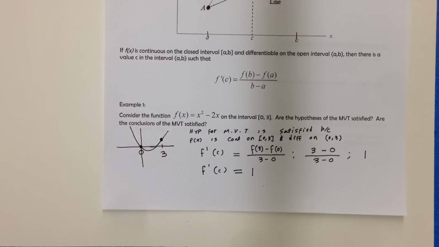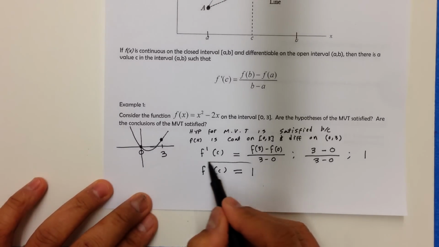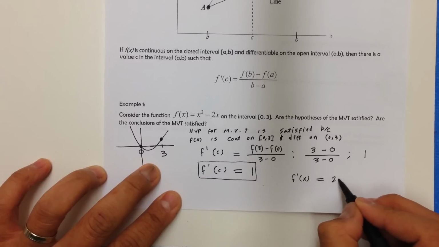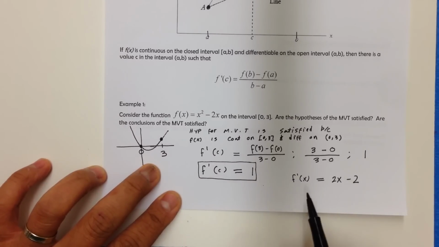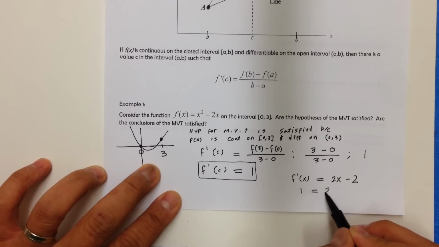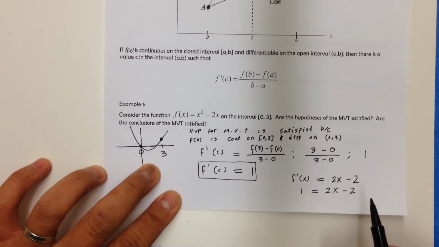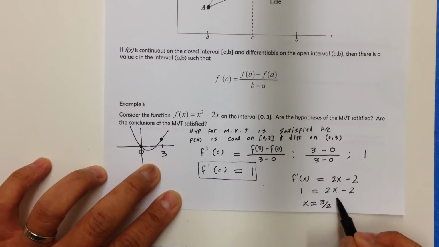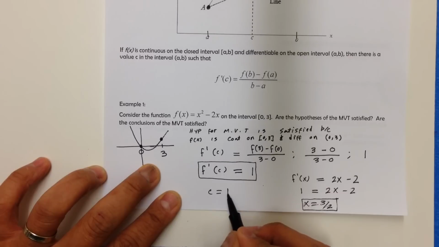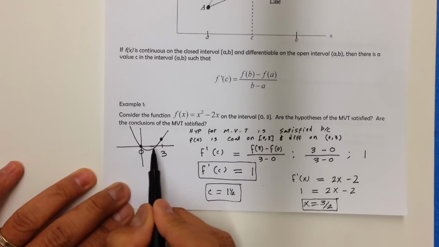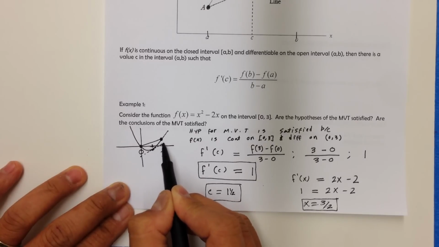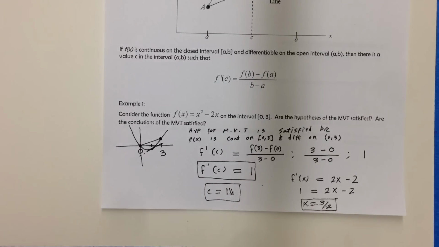Now, if we want to, we can find out what that number is. I will take the derivative of this, so f prime equals 2x minus 2. And I want the derivative to equal 1. So take 1 and plug it into the derivative function, and by solving for x, I will be able to figure out the x value that spits out a derivative of 1. If you solve for x, you're going to see that x equals 3 over 2, which is 1.5. Or c equals 1.5. So the point 1.5 is the point that has the same slope as the slope of the secant line. So yes, the mean value theorem is satisfied for that one.